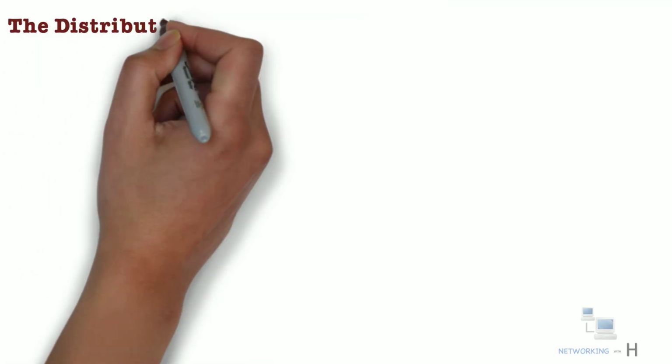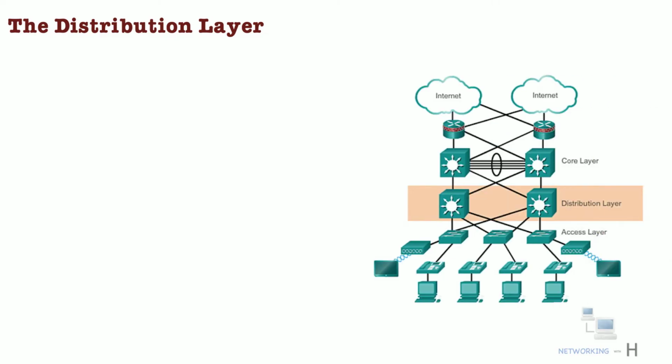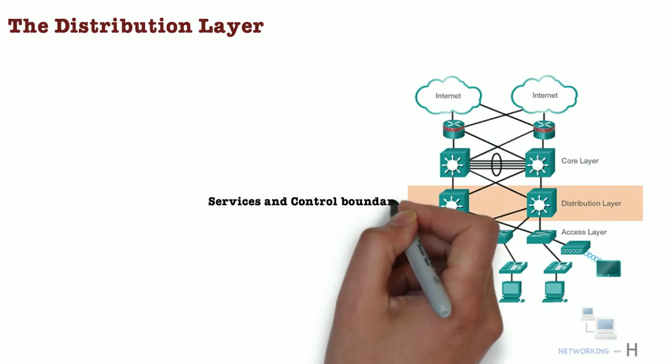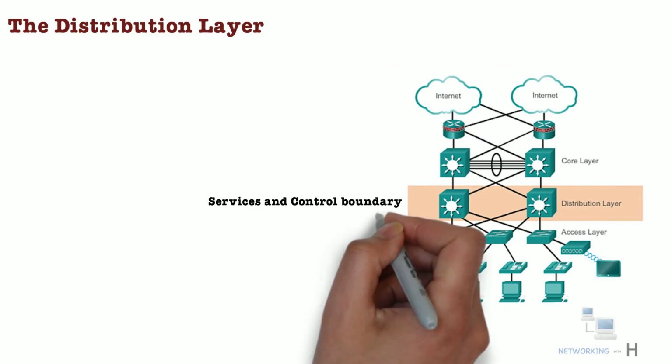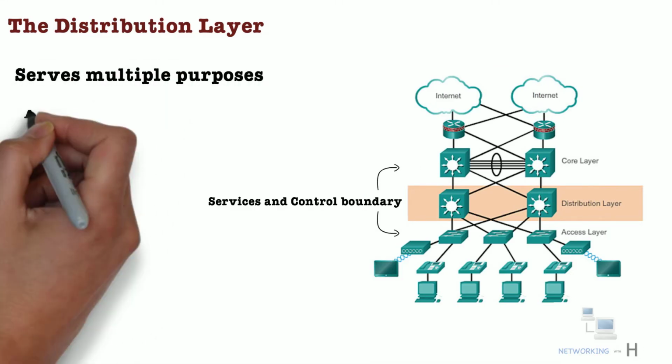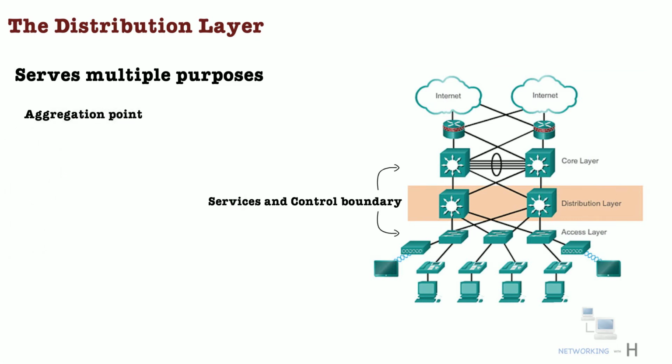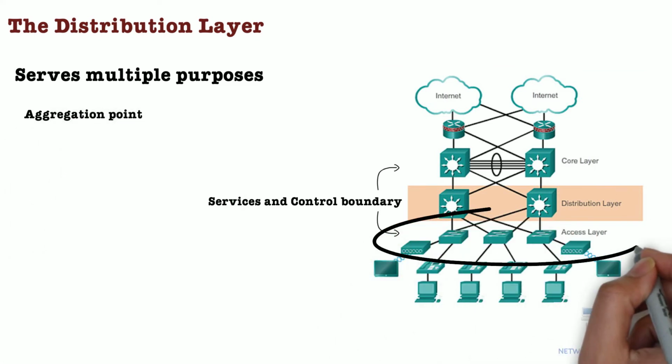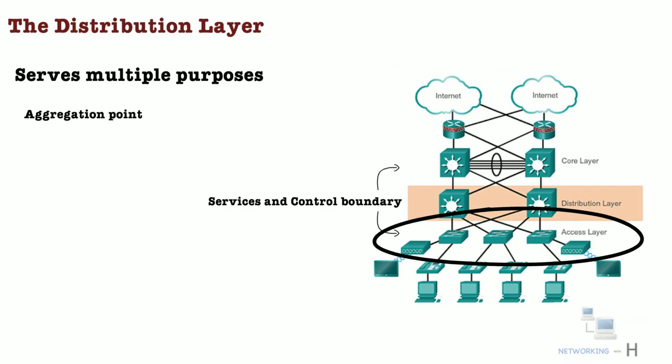The second layer we have is the distribution layer. The distribution layer in the campus design has a unique role in that it acts as a services and control boundary between the access and the core. The distribution layer, on the other hand, serves multiple purposes. It is an aggregation point for all the access switches and acts as an integral member of the access distribution block, providing connectivity and policy services for traffic flows within the access distribution block.